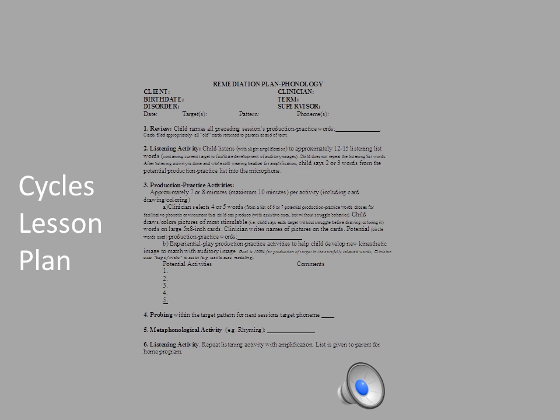I encourage you to read the 2 articles that I have in the read section entitled Traditional Articulation Approach and Cycles Approach. They will help you understand these 2 treatment approaches to therapy. These approaches are also explained in your book.